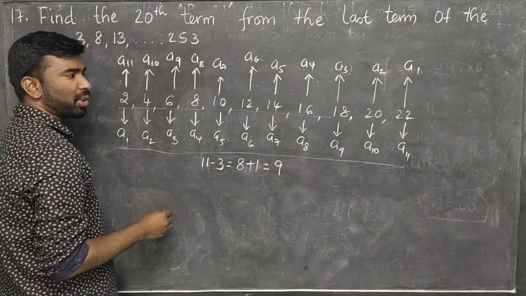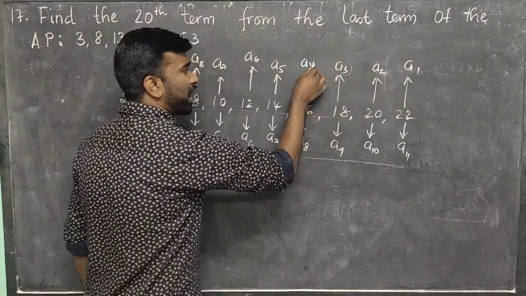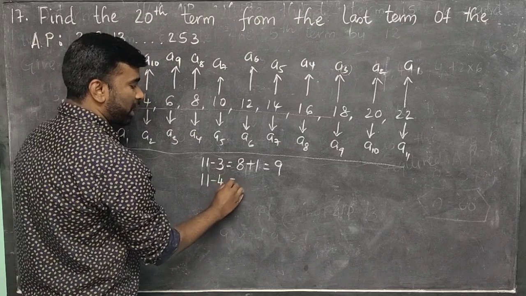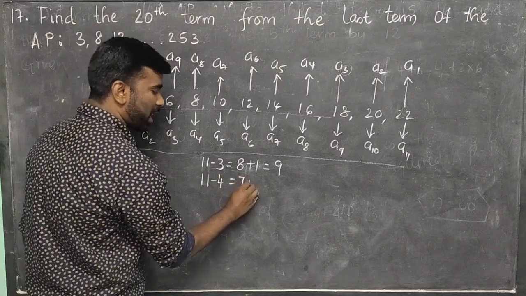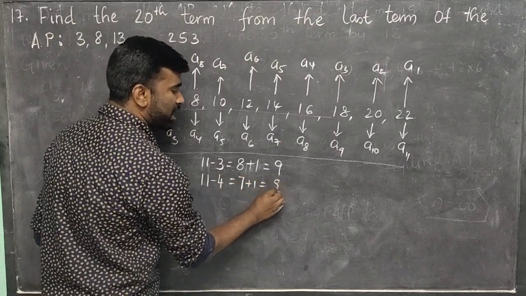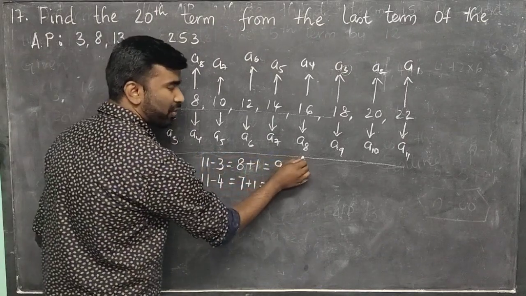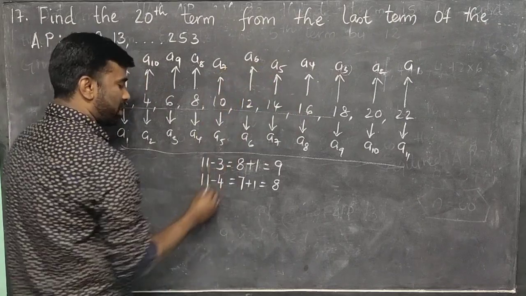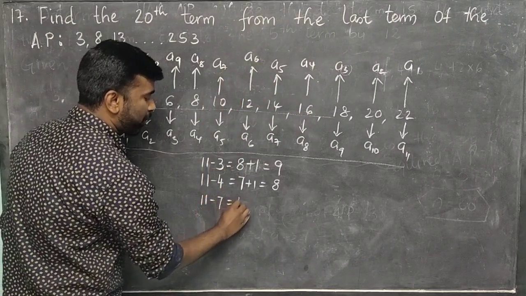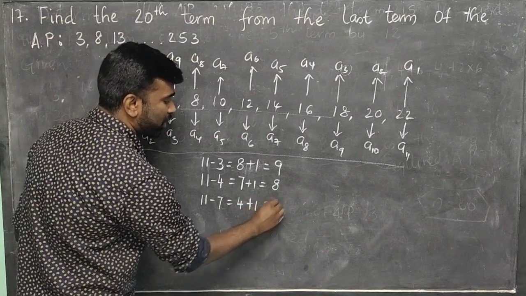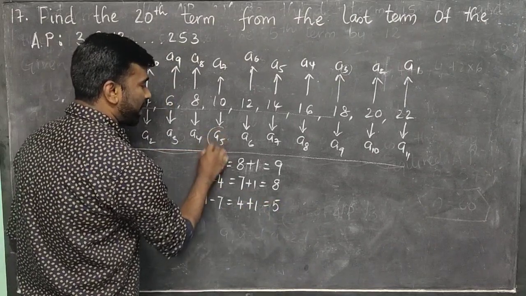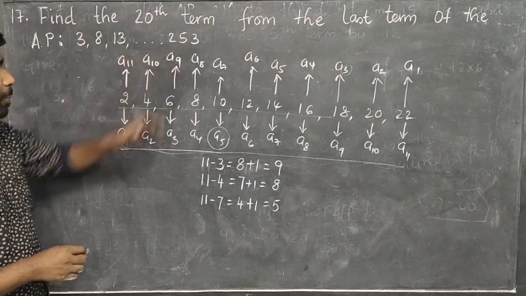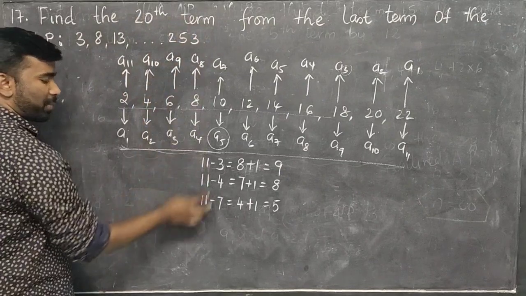Let me take one more example. From the last, if you need to find out the fourth term, total number of terms minus 4, that is 7. Plus 1 you should do, what we get is 8. So from the beginning I should find out the 8th term. If I need to find out the 7th term from the last, that is 11 minus 7, that is 4, plus 1, which is equal to 5. From the beginning I should find out the 5th term. So students, for this given AP, find out the total number of terms.